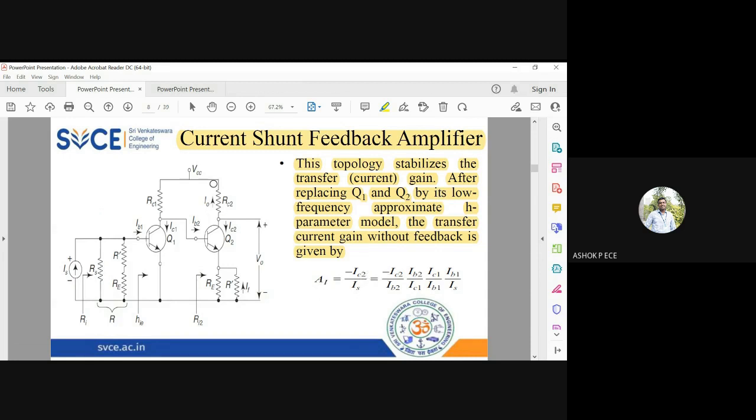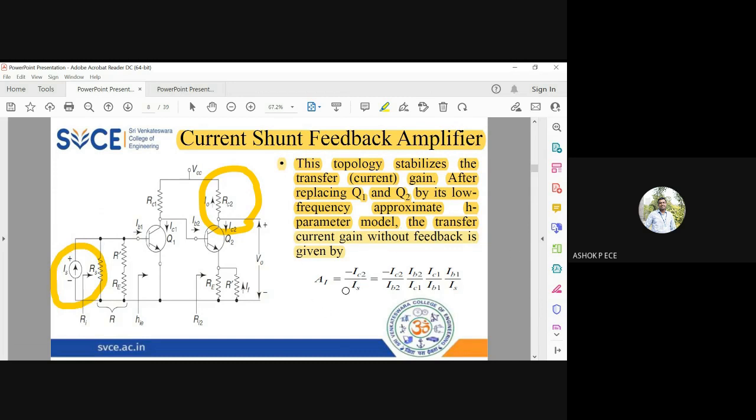I naught is going to be the output current by the input current, and I naught and IC2 are opposite in direction, so I can write I naught equal to minus IC2 by IS. See, IC2 is the collector current of your Q2, and IS is at the base of Q1. So there should be some relation between IC2 and IS, only then I can simplify this expression.